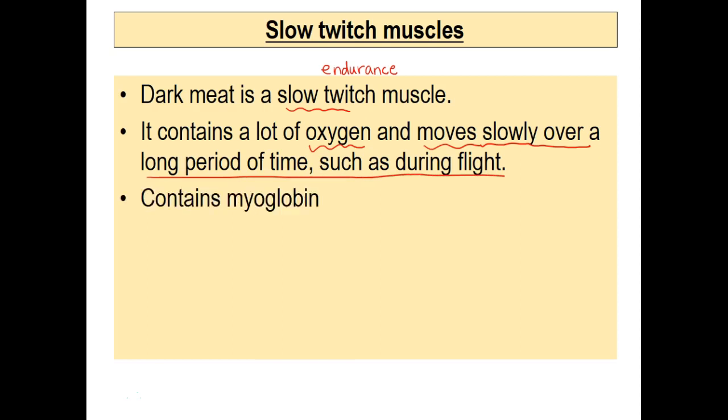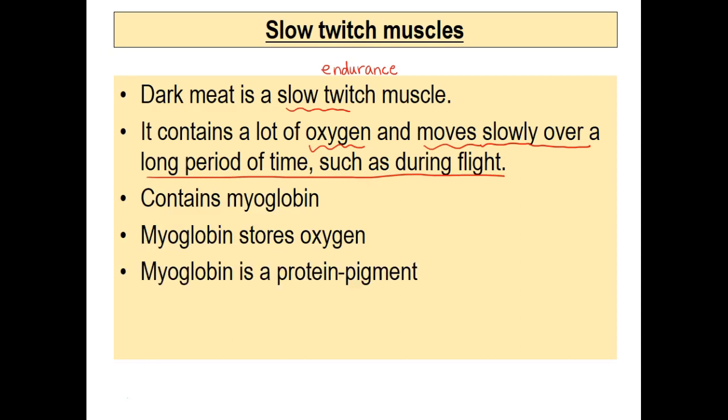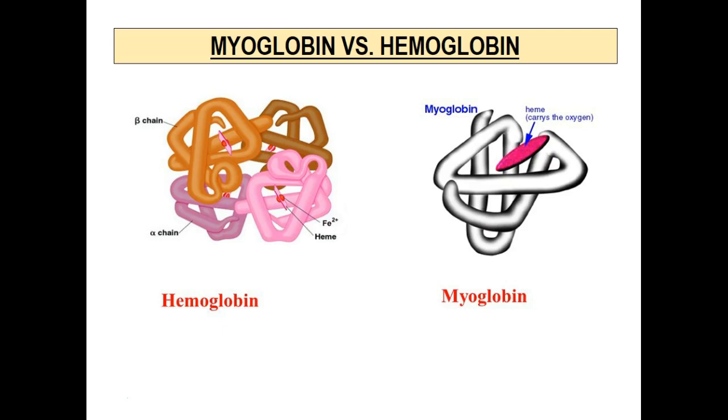And of course the slow twitch muscles contain myoglobin. The myoglobin stores oxygen, and it is a protein pigment. And so it is giving the dark meat its dark color, but that myoglobin is also providing a function. Let's look at myoglobin here, and I'll bet some of you were already thinking about hemoglobin. So we've been talking about myoglobin, which is the protein in dark meat, slow twitch muscle that carries oxygen.